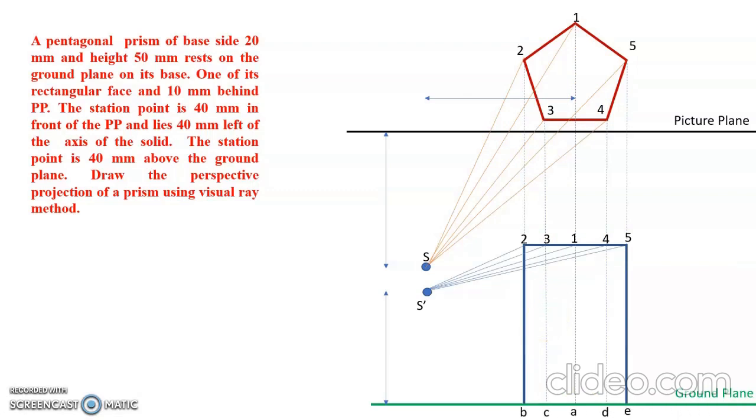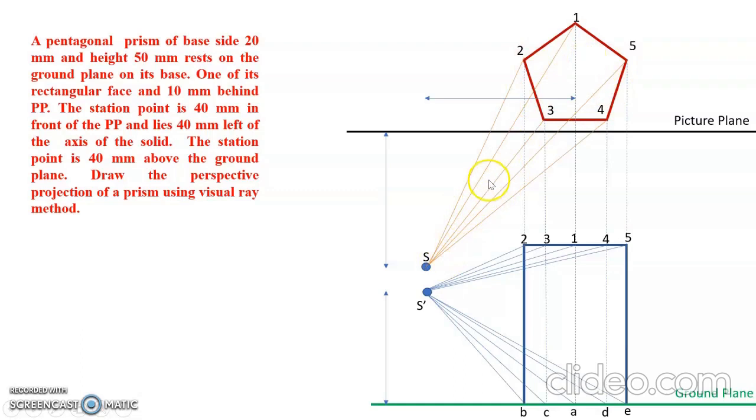So this is a prism. The top view is named 1 2 3 4 and the bottom edge is named ABCDE, and ABCDE is also connected to S dash. Now you can see these rays are intersected by the picture plane. For example, here we have an intersection, here we have an intersection. All these 5 top view points are connected to S.